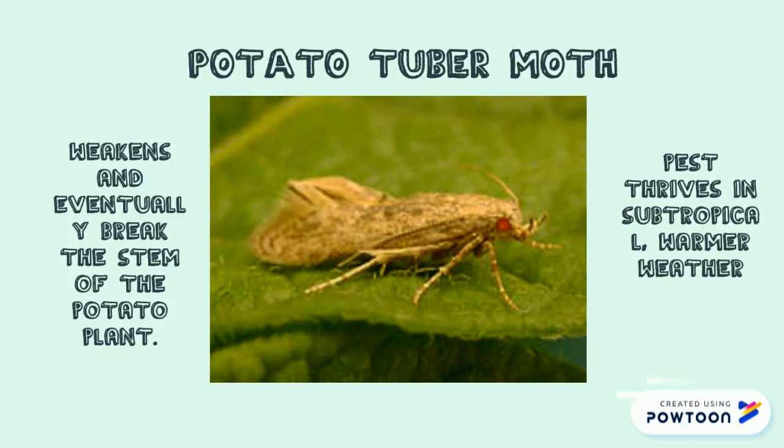The potato tuber moth has 4 stages of life: egg, larvae, pupa, and adult. This life cycle can last from anywhere between 17 and 125 days. The pest is transmitted by wind up to 250 metres to further infect more potato crops. The potato tuber moth does not leave the plant until the plant is harvested. The pest thrives in subtropical, warmer weather.